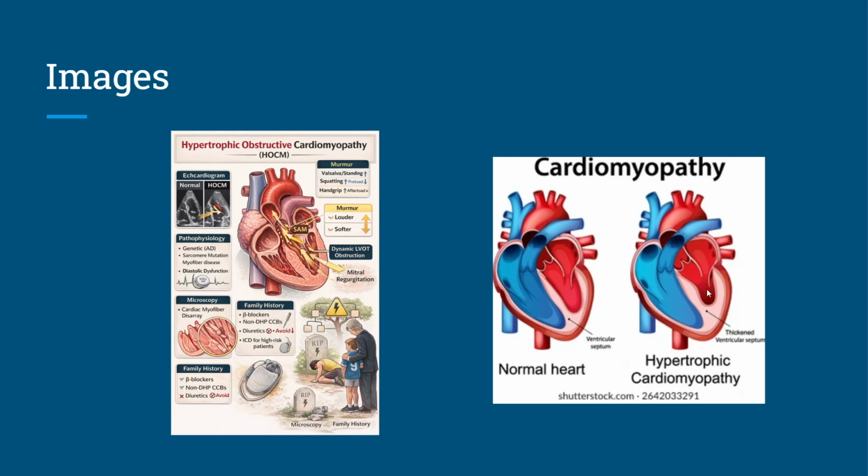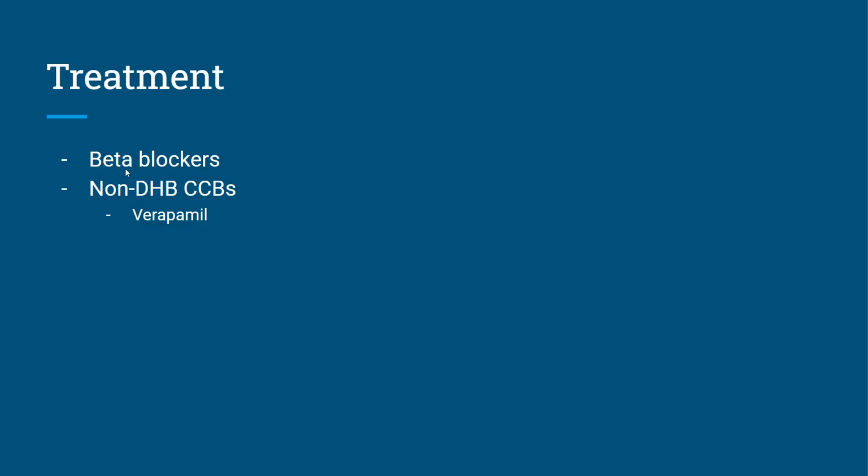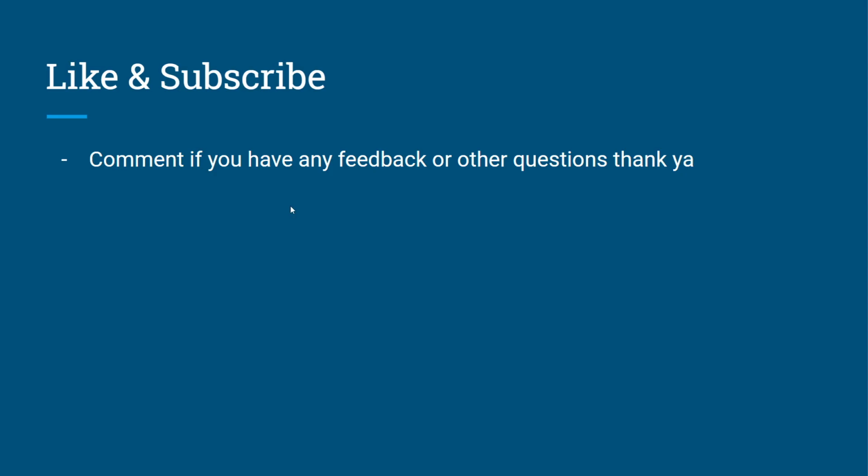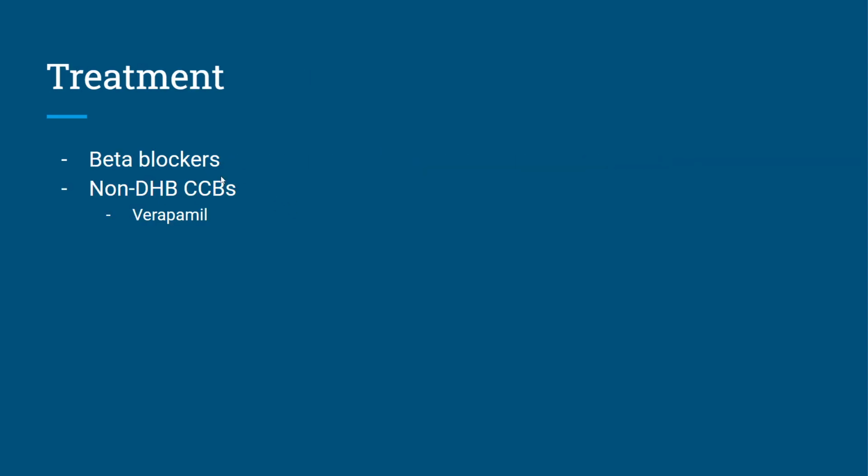So that's pretty good. And then this one, I just got it online. It just kind of shows you the asymmetric thickened interventricular septum. So you can kind of see that the cavity size is a lot smaller here. And then treatment. I don't know if you really need to know this because I've never seen it before, but I guess it's just good to know.